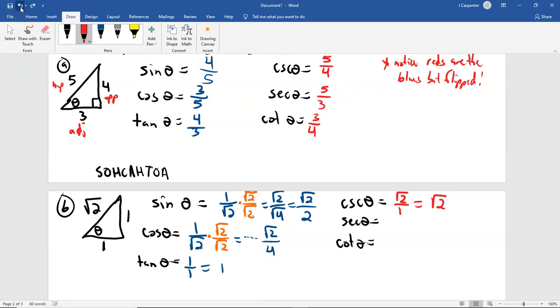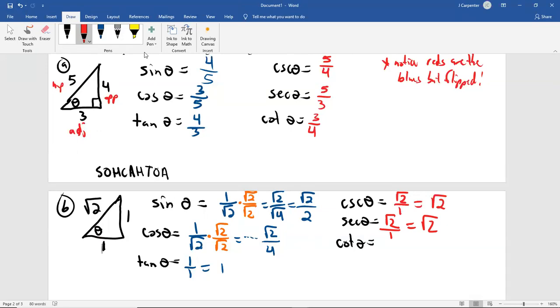Secant. So cosecant was the hypotenuse over the opposite. Secant is the hypotenuse over the adjacent. Hypotenuse over adjacent. The hypotenuse being the square root of 2. The adjacent being this one. Still a 1, but it's the bottom one. And square root of 2 over 1 is once again square root of 2. Every time I say once again today, I got Bernie Sanders in my head. Once again, I am asking you to do trigonometry.